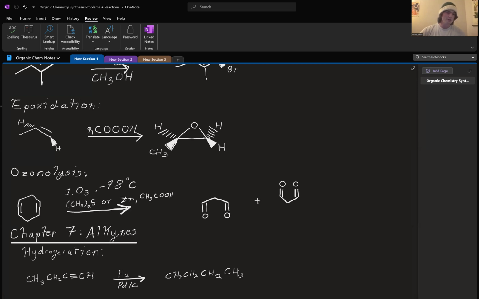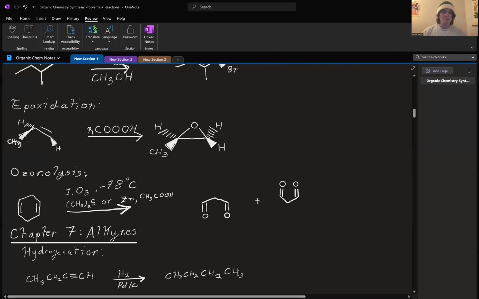Let me just quickly draw that. But yeah, this is on a wedge, CH3, and then it reacts with this to create an epoxide, which is a three-membered ring with an oxygen bonded to two carbons. And that's just kind of how epoxidation looks.